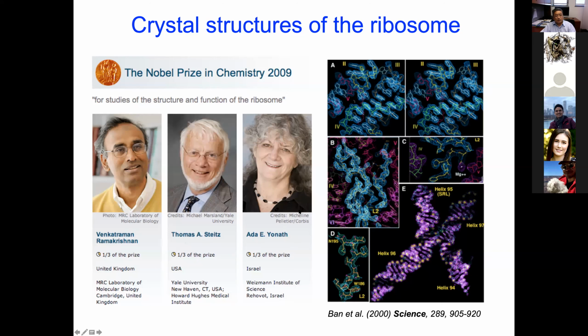And these three scientists actually crystallized the ribosome subunits and solved the crystal structures, which for the first time ever provided the molecular details of how the ribosome looks, and also provided insight into how the ribosome works. So they got the Nobel Prize in 2009.